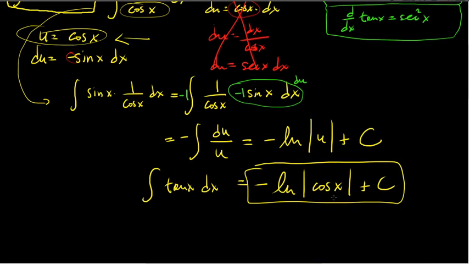Well, remember, cosine varies between negative 1 and 1. That's the range of the cosine. So, sure, we could be taking the natural log of, say, negative 1/2, which would be undefined. So we do need the absolute value in this case, because cosine could be negative or positive. So because it could be negative, the absolute value is not optional here. It's necessary.